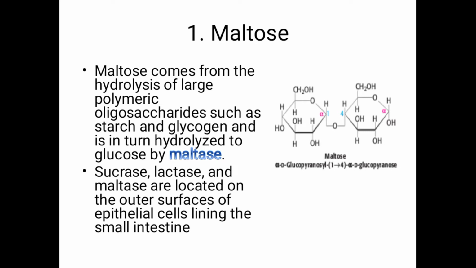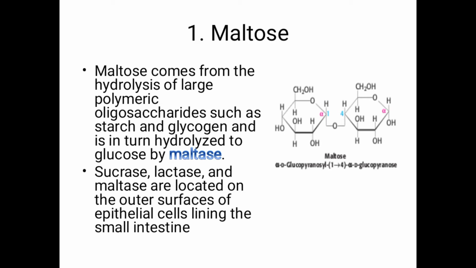maltase. It shows mutarotation. We are very much familiar with this mutarotation. Again, it forms an osazone with phenylhydrazine. It reduces Fehling's solution and Benedict's solution, because it is a reducing sugar. Maltose and lactose are reducing sugars. So at least you should know this point.